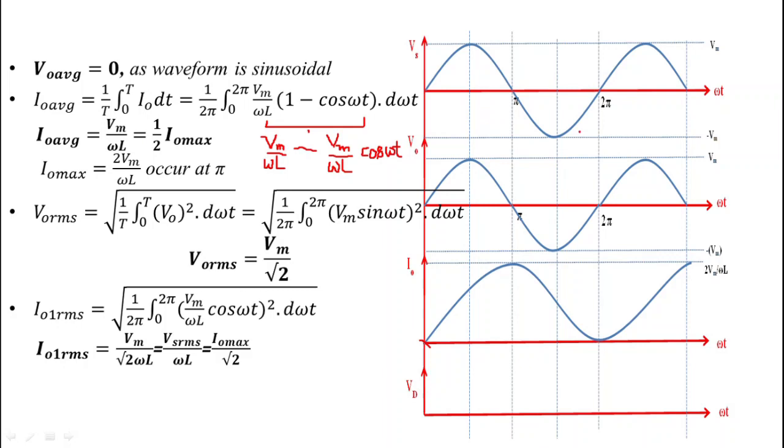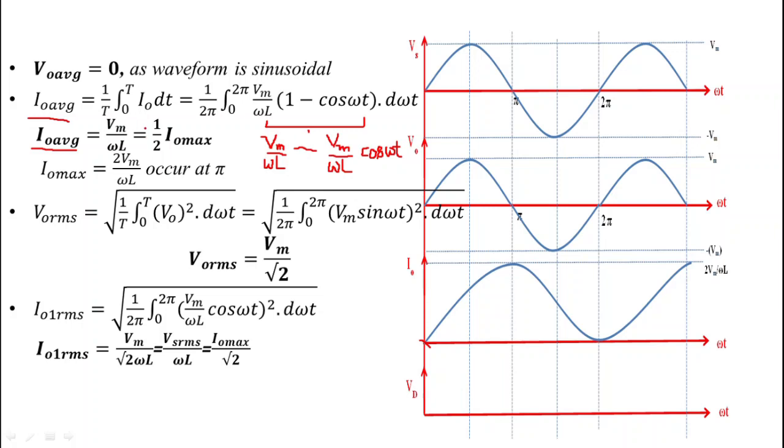Now the average value of output current. We know that the equation of output current is Vm by omega L (1 minus cos omega t). Simply integrating this equation of current from 0 to 2 pi and dividing by the time period 2 pi, we will get the average output current. Now I will tell you a very simple method. If you don't want to do this integration, then how can you calculate the average value of output current?